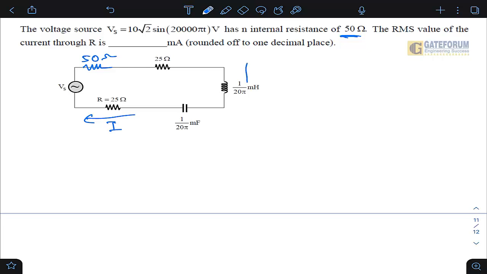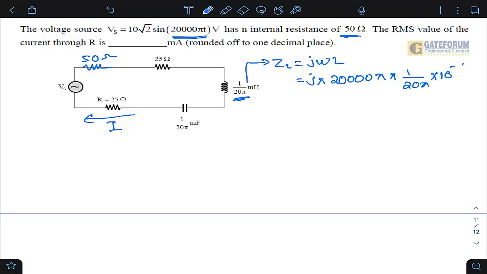So let me first find the impedance of this inductor. ZL is equal to j omega L. So j into omega is 20,000 pi. L value is 1 by 20 pi into 10 raised to power minus 3. Pi cancels out, 20 cancels out, this is coming as 1000, and 1000 into 10 raised to power minus 3 is 1. So it is coming as simply j. ZL is equal to j.